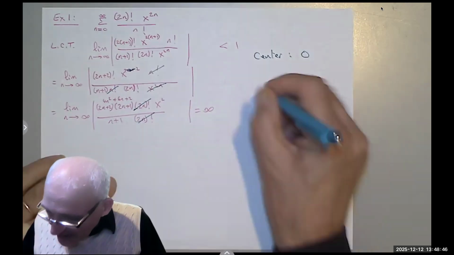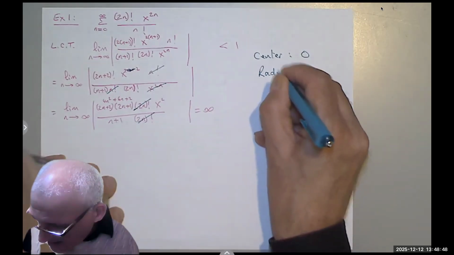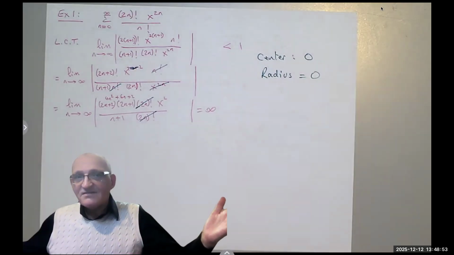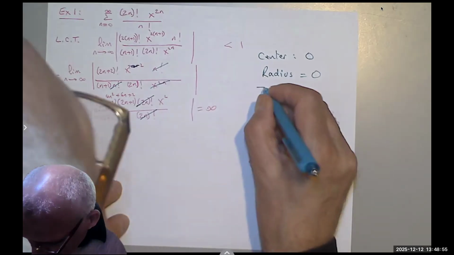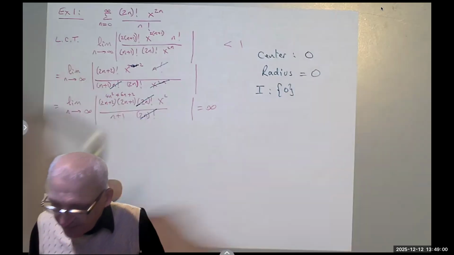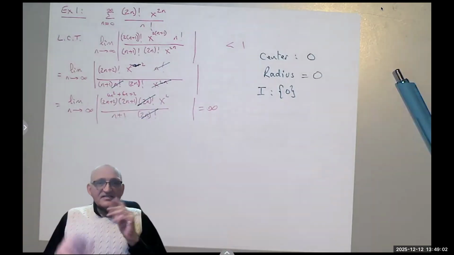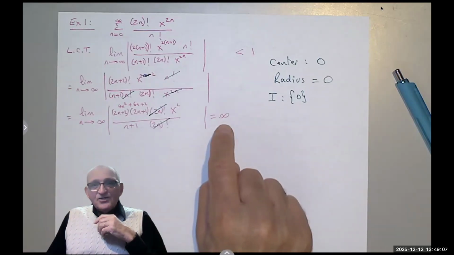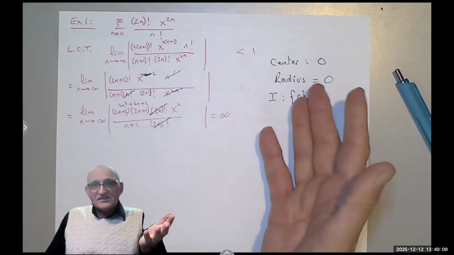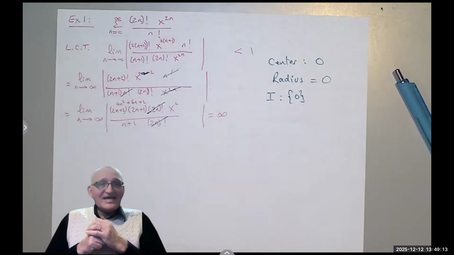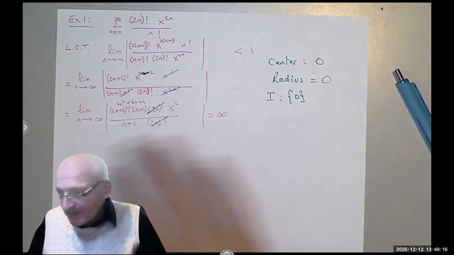Meaning my radius of convergence is 0. There is nothing other than x equals 0, and the interval of convergence is simply the number 0. And that's how simple it is. If this thing equals infinity, meaning you cannot make it less than 1 no matter what, it doesn't depend on x. It depends on the power of n here. So that's basically the first example.